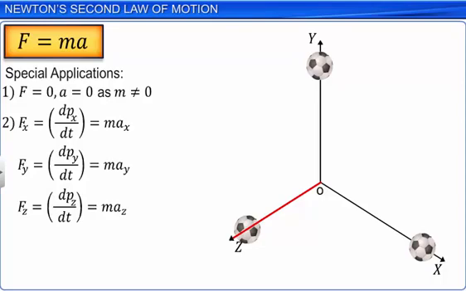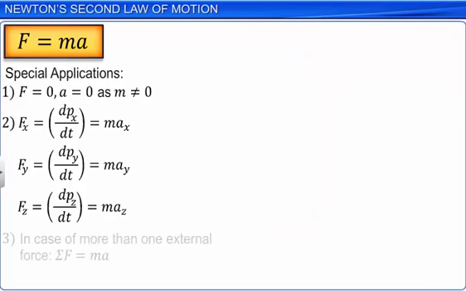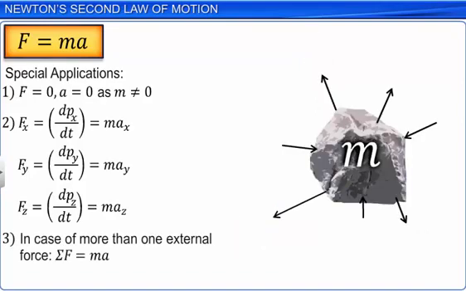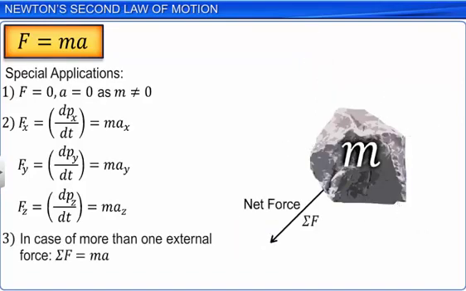When a number of forces are acting on a body, we should take the net force in the equation as sigma F is equal to ma. Newton's second law applies to instantaneous force and instantaneous acceleration.